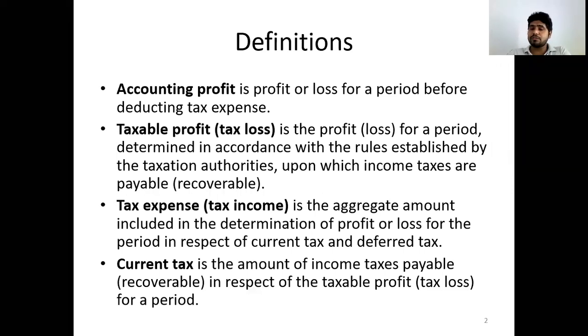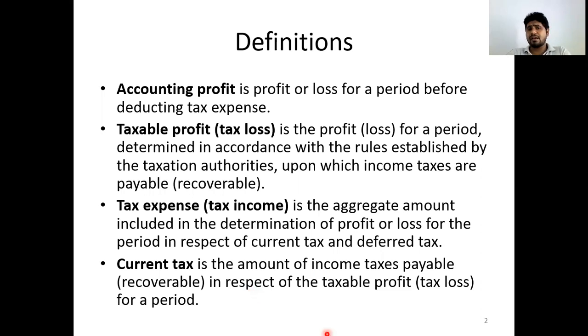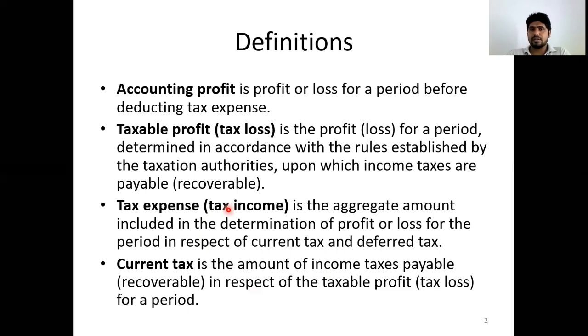So current tax is the amount of income taxes payable in respect of taxable profit for the period. What is tax income? If your company makes a profit, you have to pay income tax. So what about if your company makes a loss? Then the government will give you, right?